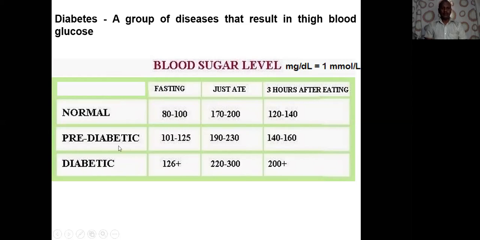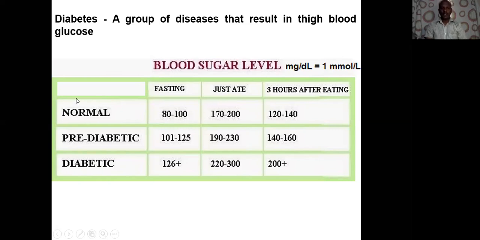And pre-diabetic is 101 to 125 mg per deciliter. When you convert this from mg per deciliter to millimoles per liter, you can convert it into micrograms per liter as well, so it comes in micrograms only.